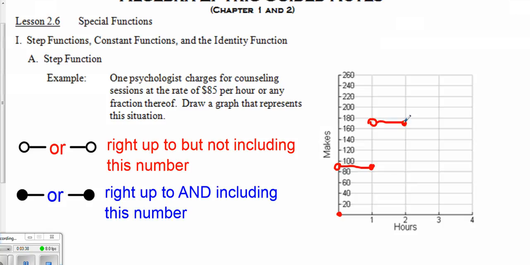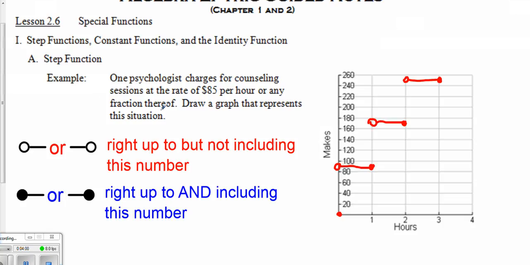So you'd add another 85 to that 170, and all of a sudden you'd be at 255, somewhere up here, all the way across until we get to 3. Notice, as this moves up, it kind of looks like a step. That's where this term step function comes from.